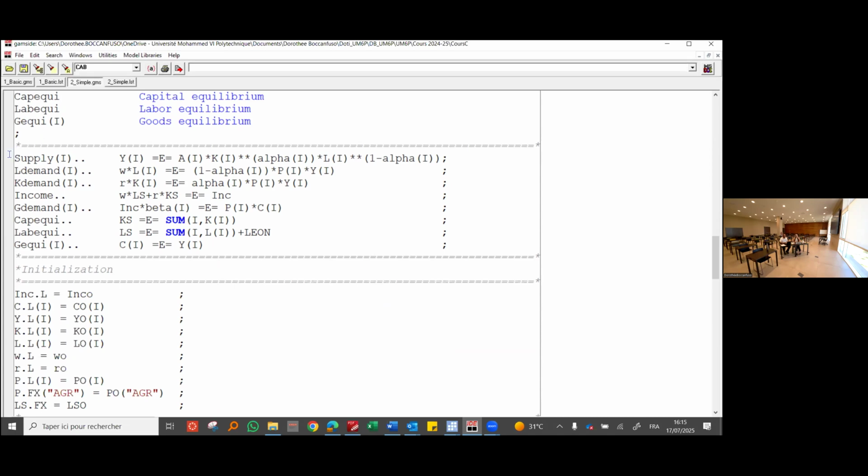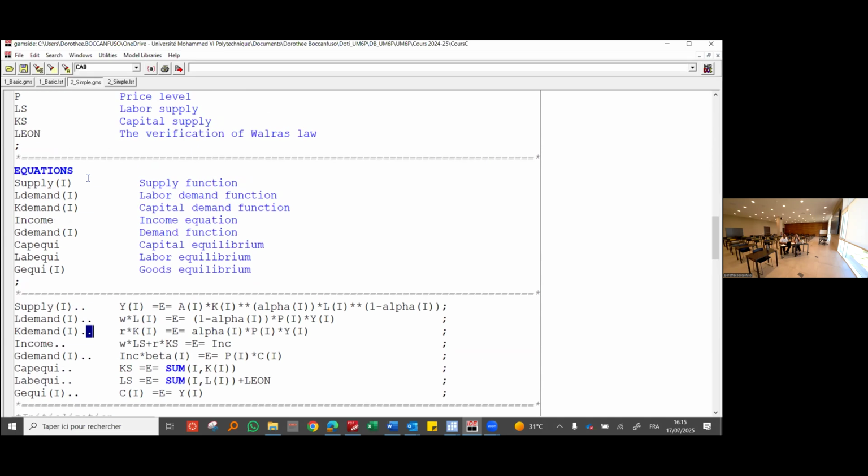You have to declare the name of the equation that you give, so it's the name supply I, you find supply I. After, you have to put two points. It's the convention, it's the means to give the information to GAMS that it's an equation that I declare. Now I will write the equation, and you have the equation here.